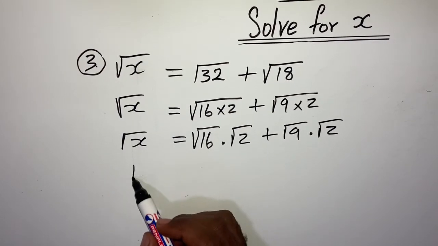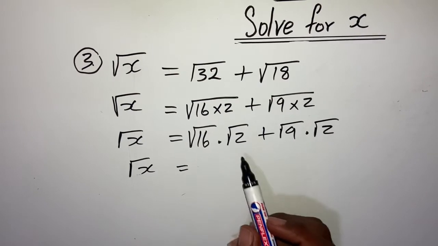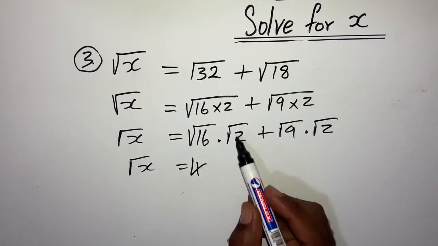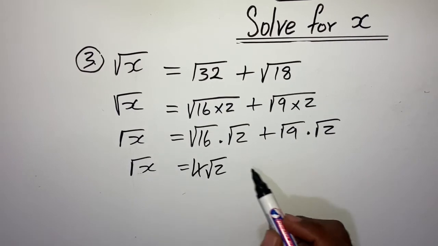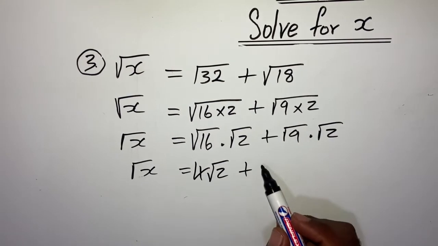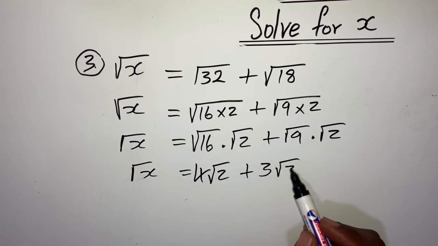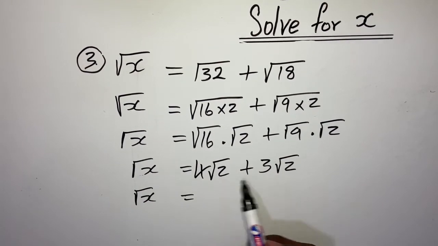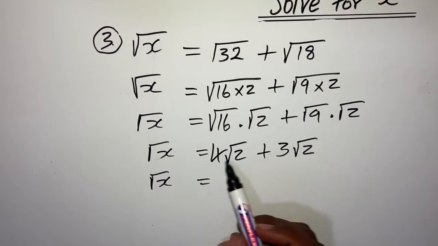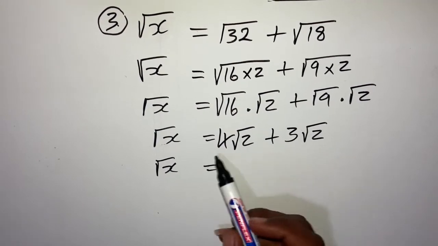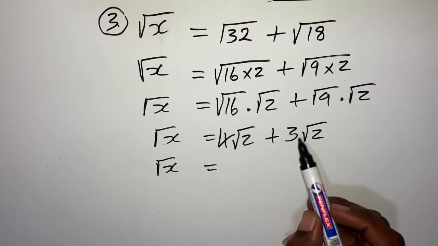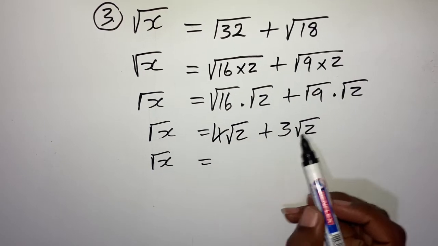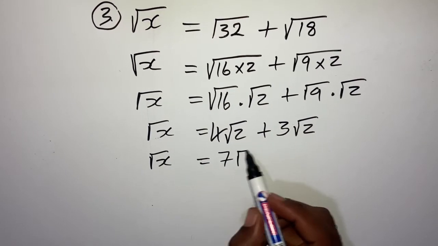Then from here, we continue to say the root of 16 is 4. So it's going to be 4 times the root of 2 plus the root of 9 is 3 times the root of 2. Then from here, I go on to treat these as my like terms. This is 4 root of 2 plus 3 root of 2, meaning that these are like terms. So 4 root of 2 plus 3 root of 2, they give me 7 root of 2.